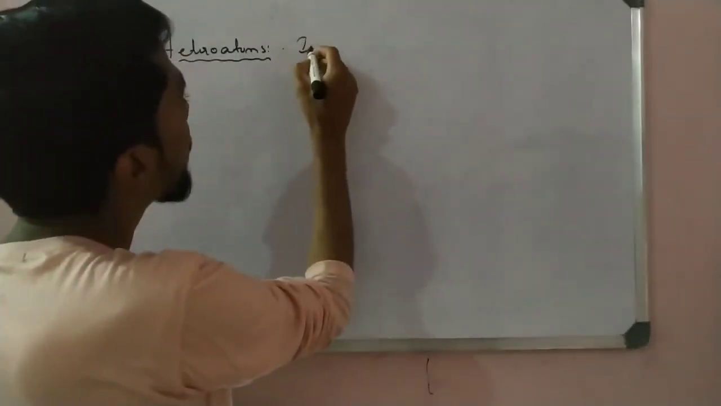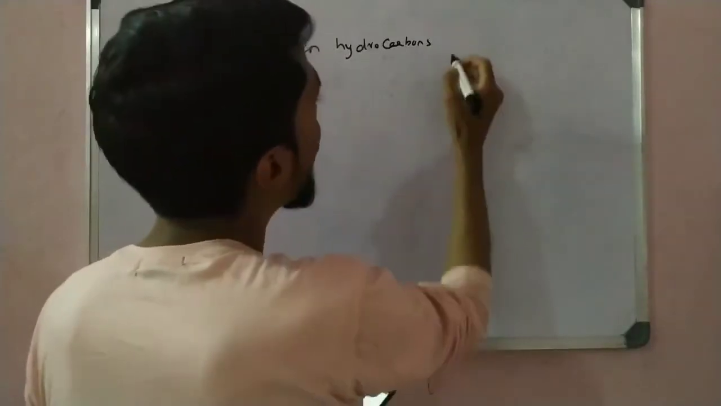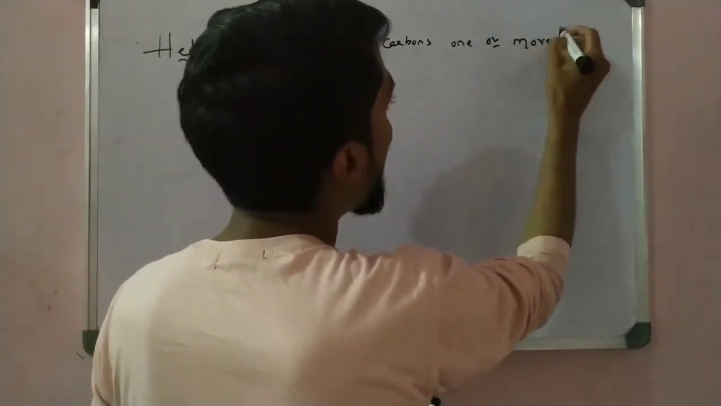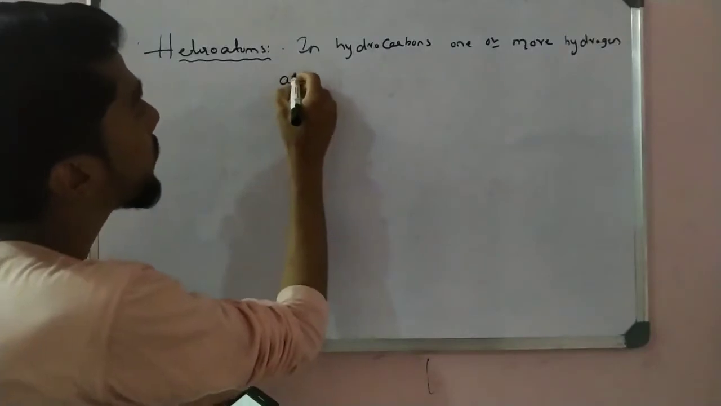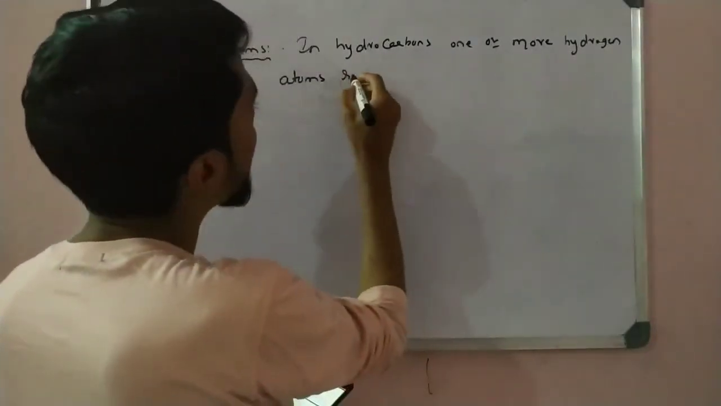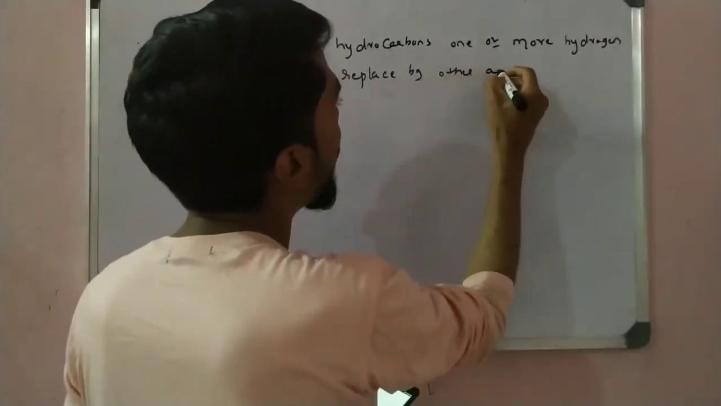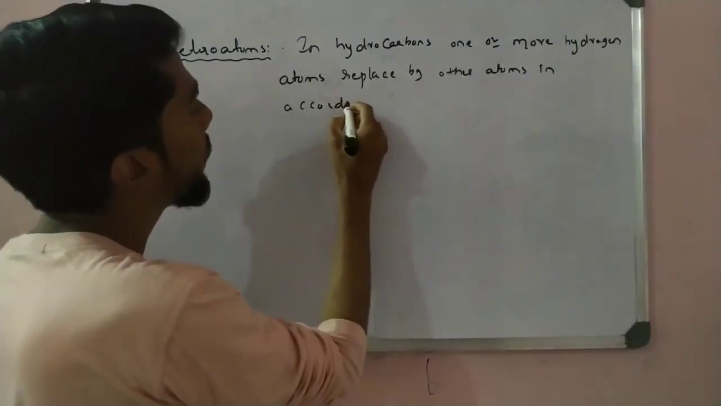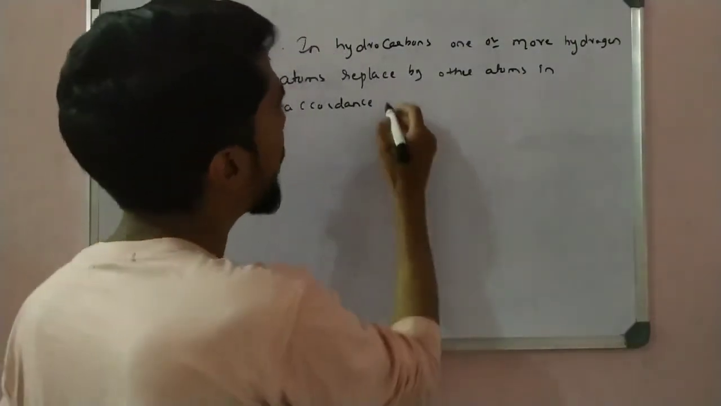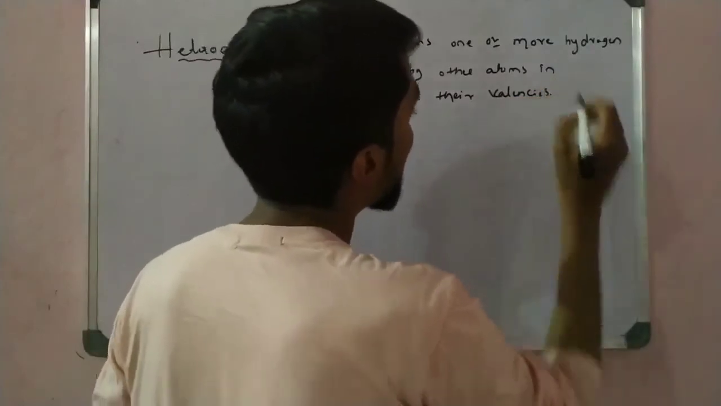So what is meant by heteroatoms here? I can write the definition of heteroatoms. In hydrocarbons, one or more hydrogen atoms replaced by other atoms in accordance with their valency. This is called a heteroatom.